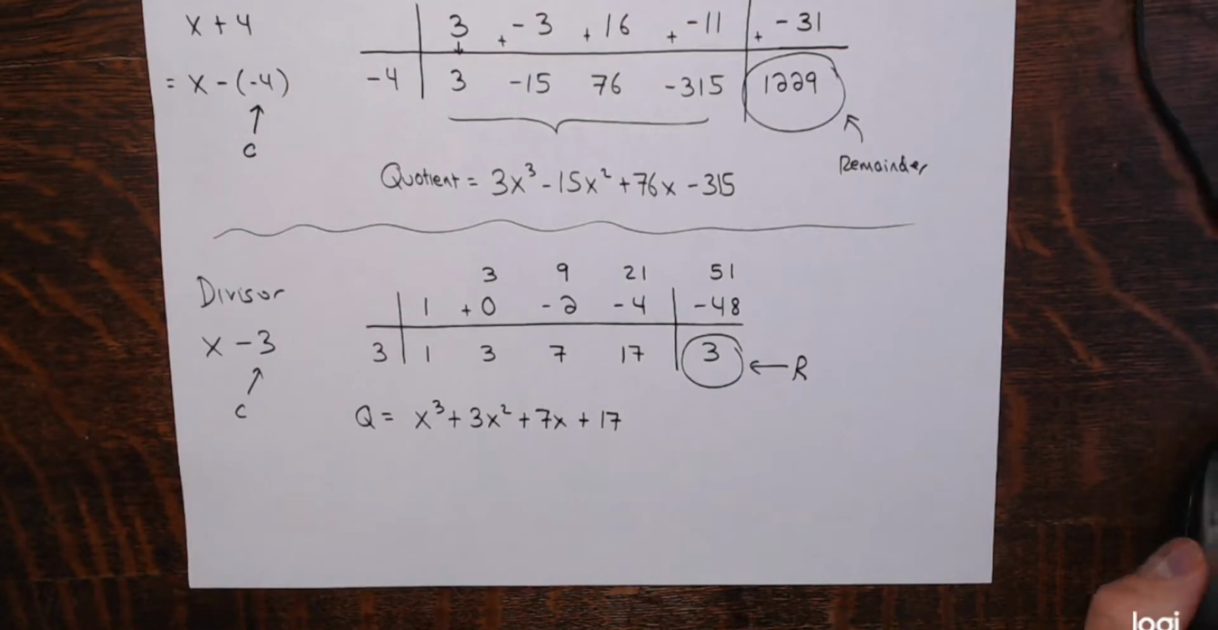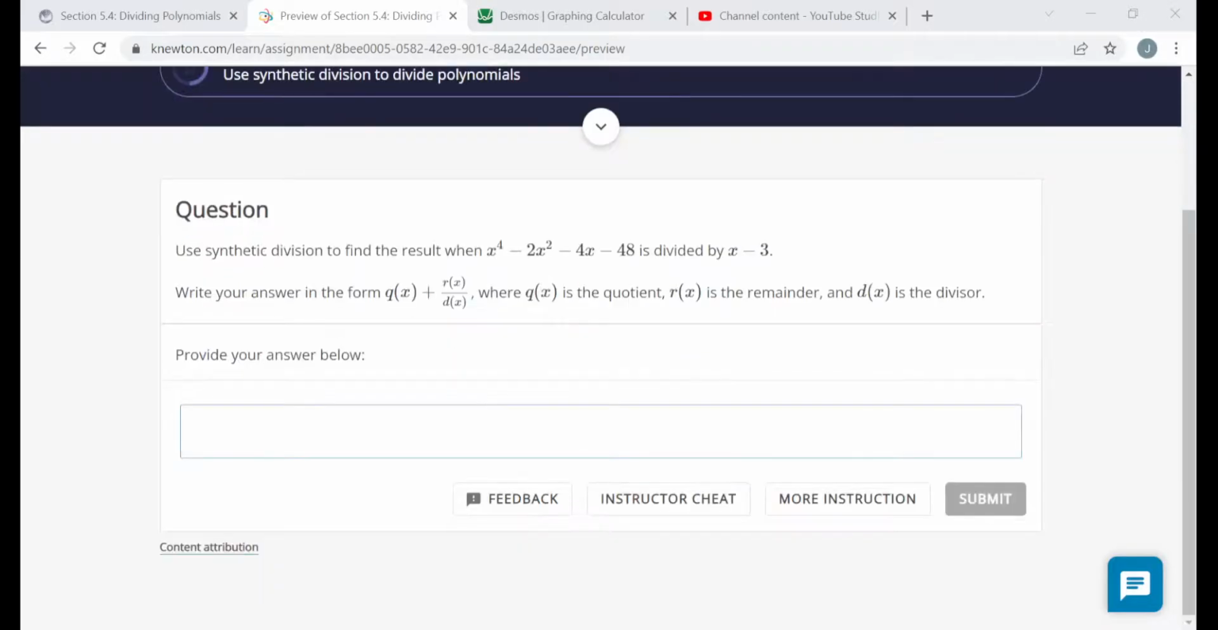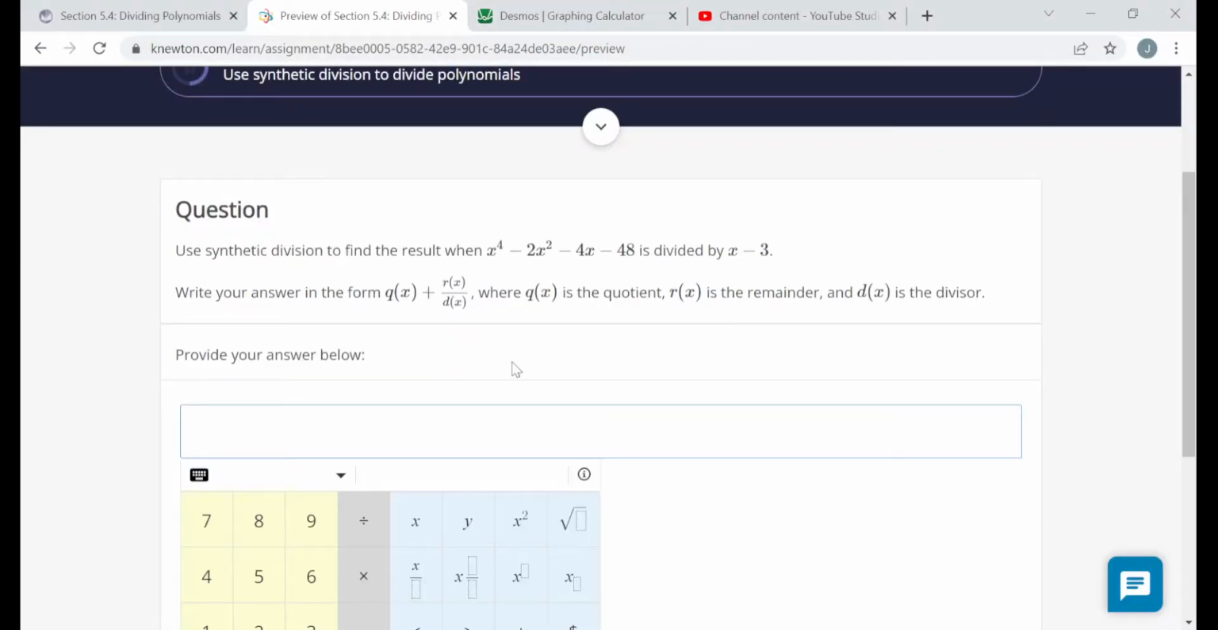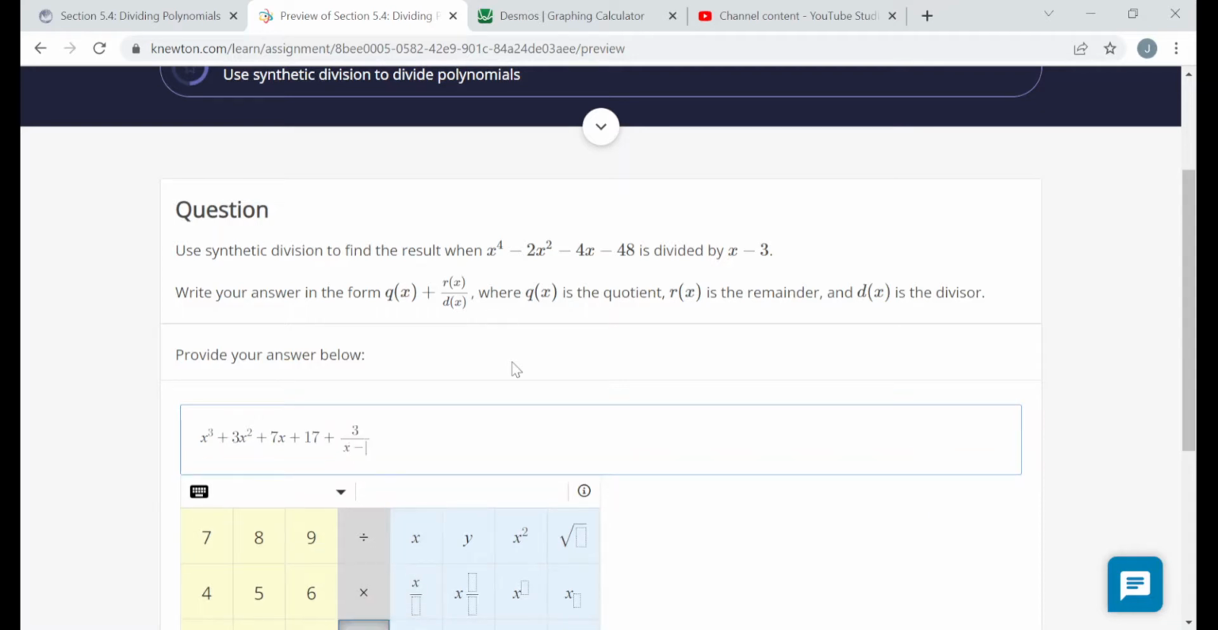Now we're asked to write the result of division like normal, right, with the quotient plus remainder over divisor. So again, the quotient is x cubed plus 3x squared plus 7x plus 17, and then plus a fraction, right, plus the remainder over the divisor, 3 over x minus 3.